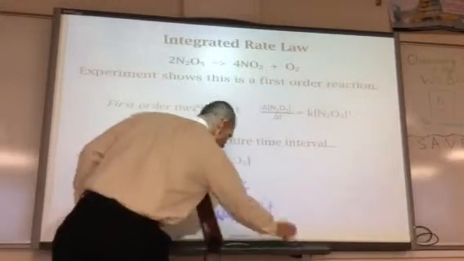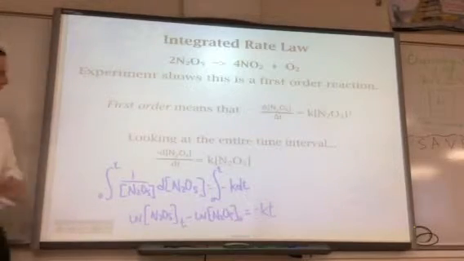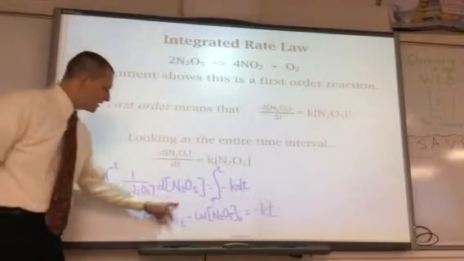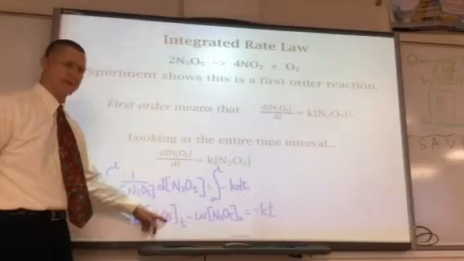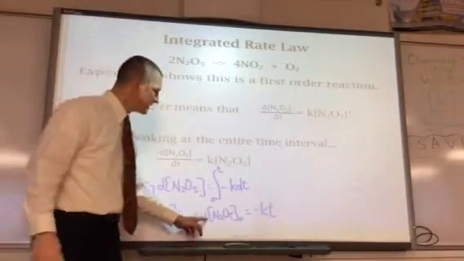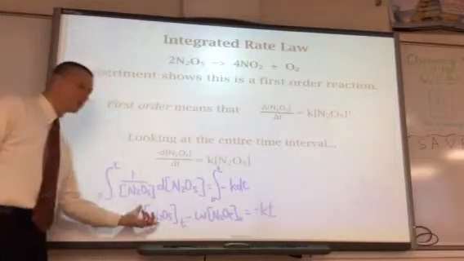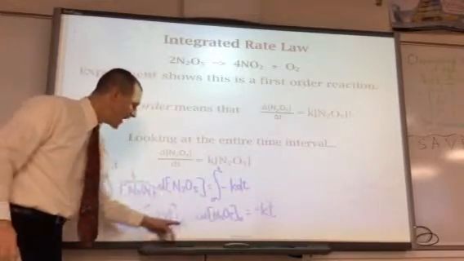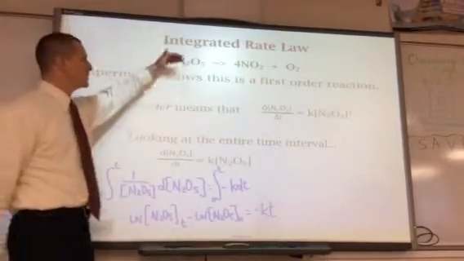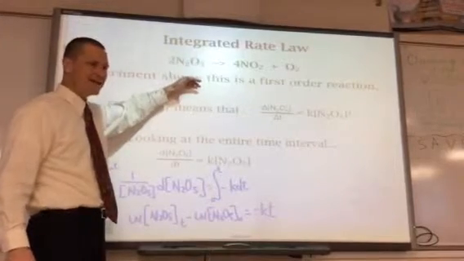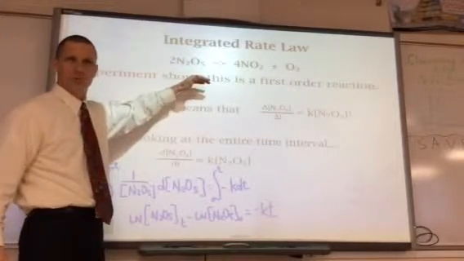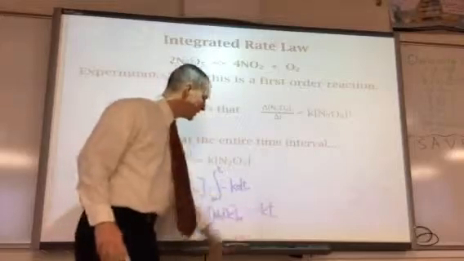So we have the natural log of the reactant concentration minus the natural log of the initial reactant concentration. This is at some time t. So this number is going to be lower than that number because the concentration of the reactant goes down. So at any time after it starts, it's going to be lower than what it was at the beginning. And then that's equal to negative kt.